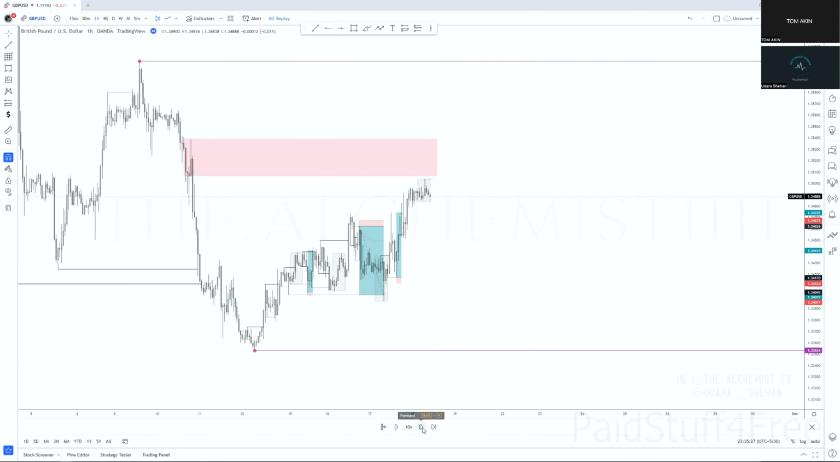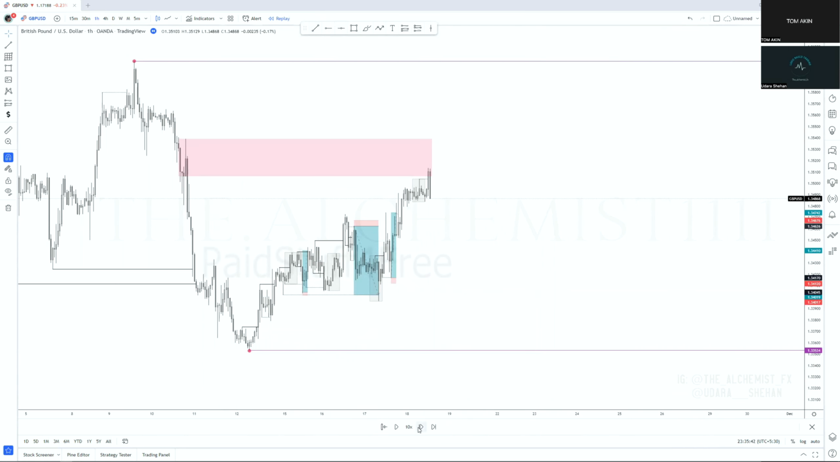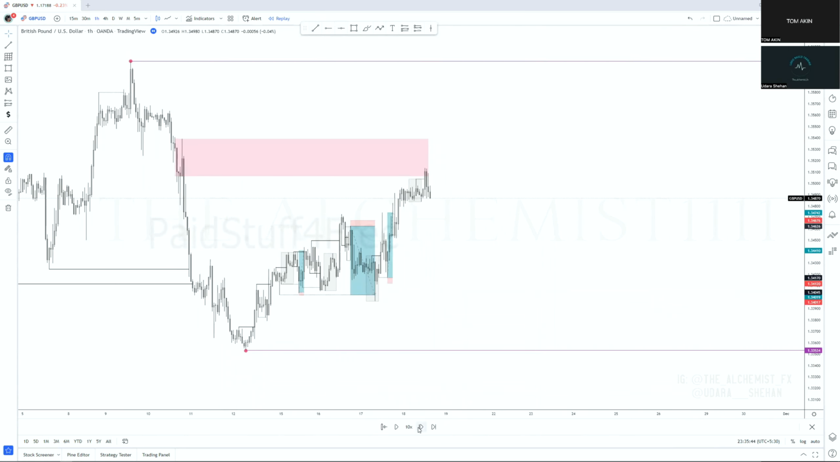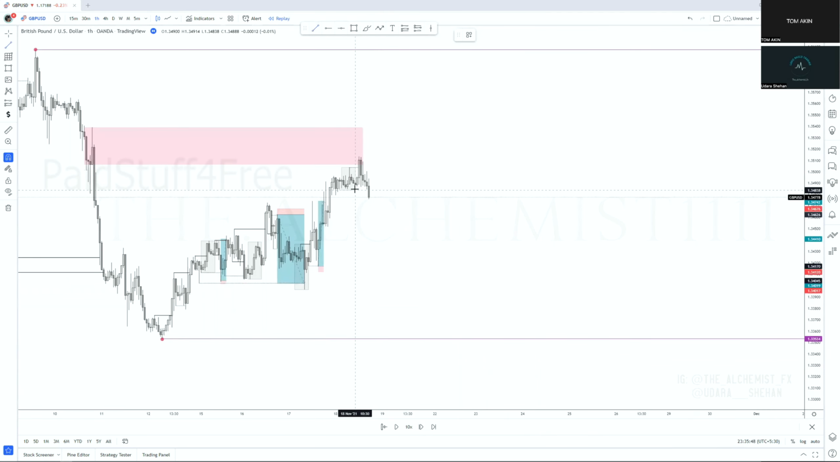Okay, so let's see now. There we go. Timing is perfect. Look at that. Right at 12:30 p.m. my time, that is 7 a.m. your time during November. Took out liquidity, took out the Asian high into a point of interest. Now let's wait and see. No breaks yet. Nothing yet. There we go. Did you see that? Bearish break.